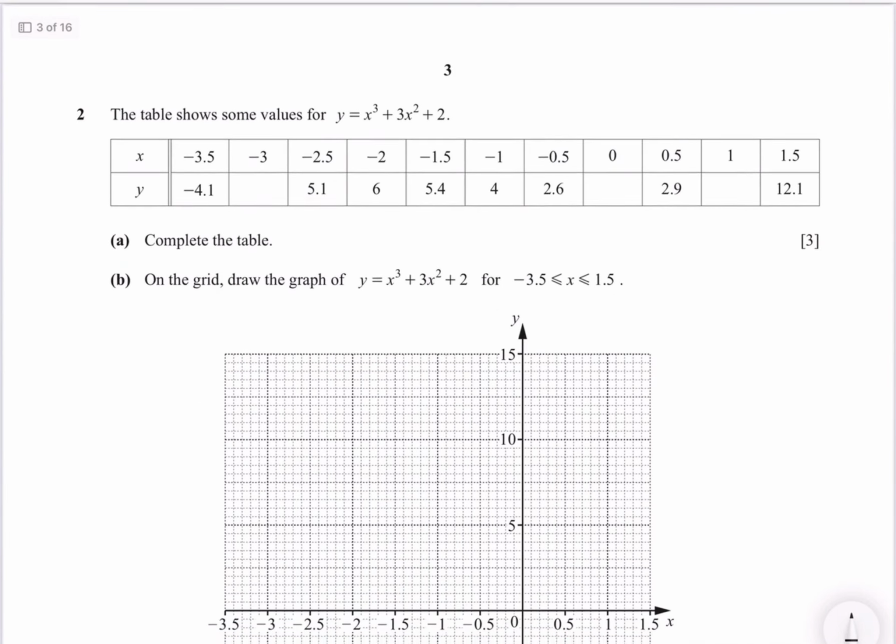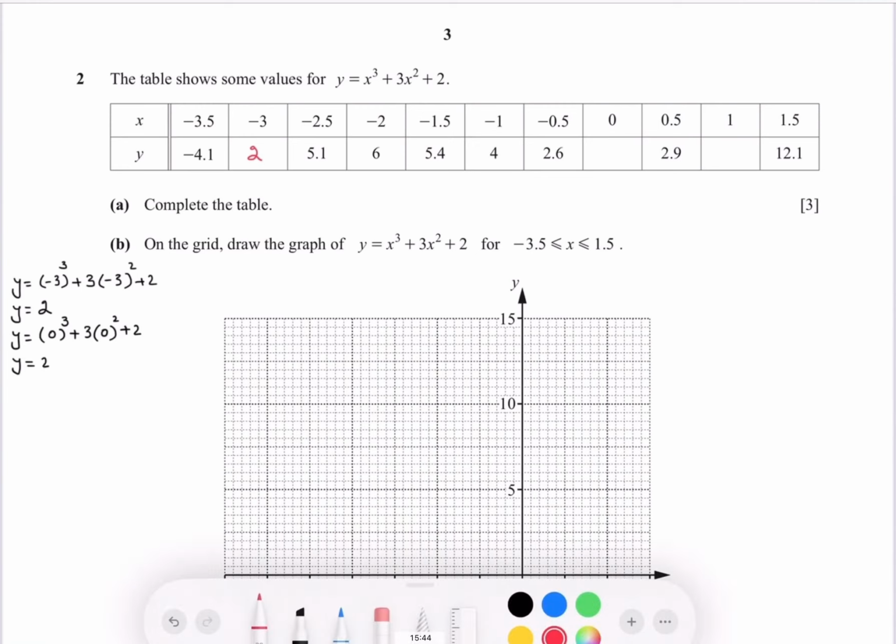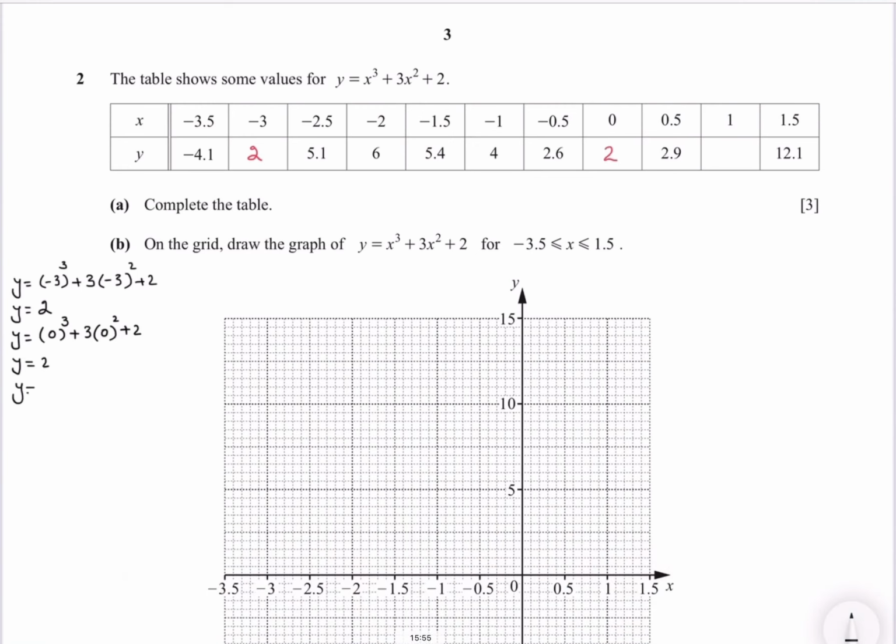Question number 2. y is equal to x cubed plus 3x squared plus 2. So the first part is very easy. You place the value of x as minus 3 to get the value of y. So use your calculator. So y is equal to 2. Now place the value of x as 0 and get the value of y. This is 2. Now place the value of x as 1 in the equation and solve it. So you get the value of y as 6.